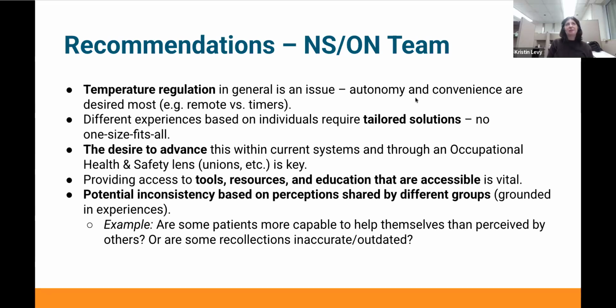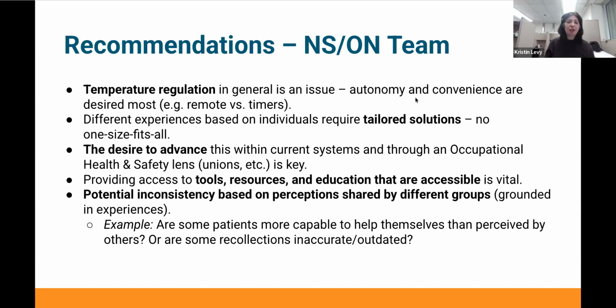When you're having the temperature controlled by others and you don't have the ability to adjust your thermostat in your room, it can be a very frustrating experience for people. But also convenience is very desired by staff, particularly because they're overrun and they're busy. Having things like remotes and timers automated could really help with some settings to assist them, particularly with sunshades going up and down at peak sun. So that's an example.